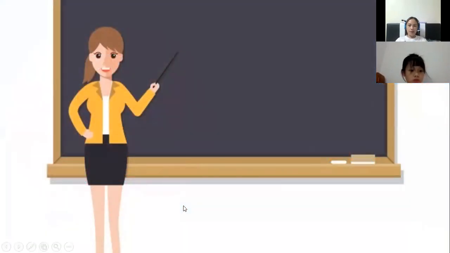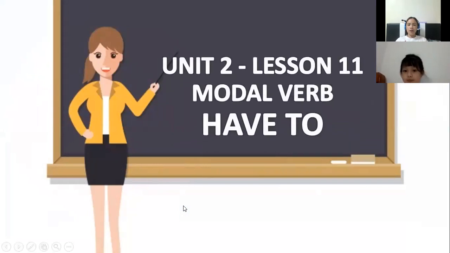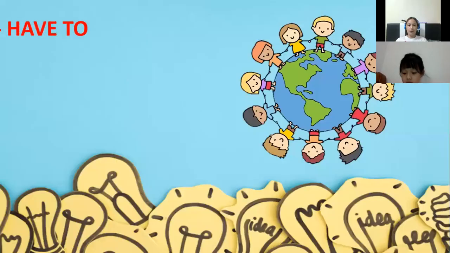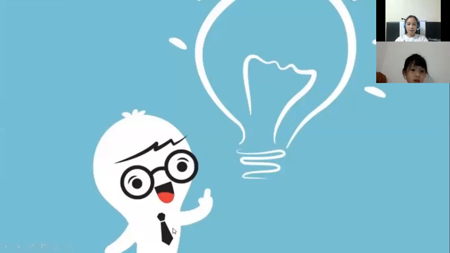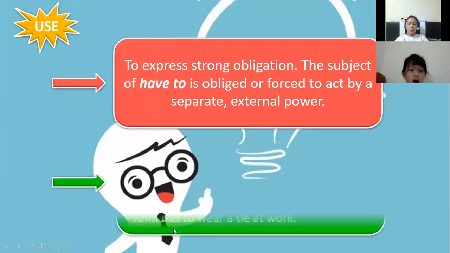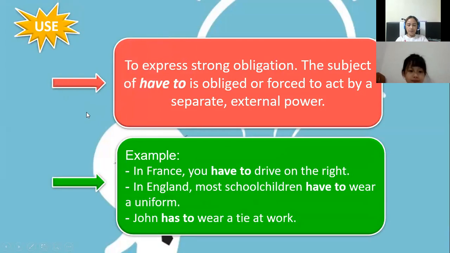Okay, so have and must, okay. Unit 2 lesson 11, modal verb have to. Have to again, but this time question. We're going to learn how to use the have to in question. Okay? To express, okay, can you read it, baby? Express strong obligation. Strong obligation.